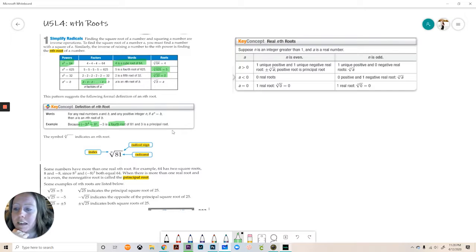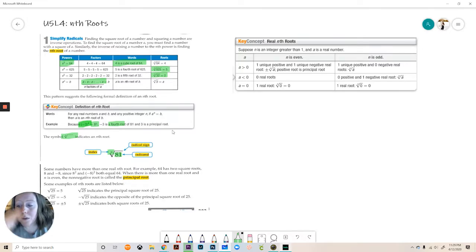So here's another example, because -3 to the fourth, and I've already highlighted this, -3 to the fourth equals 81. That means -3 is a fourth root of 81, and 3 is a principal root. We'll talk about that here in a second. This symbol indicates the nth root. The n is considered the index. That's the radical sign, we know that, and then the radicand is the number that's underneath the radical sign.